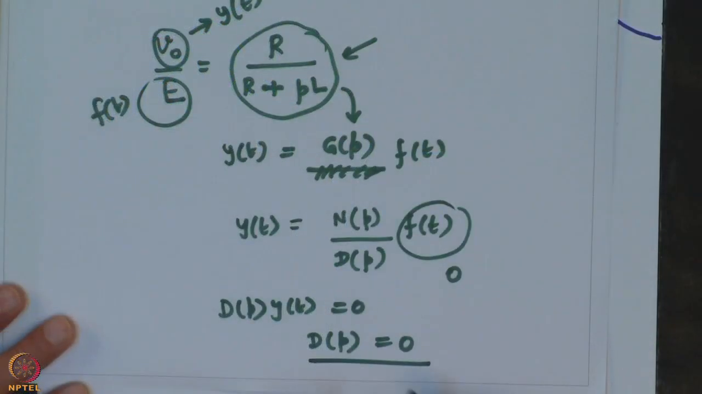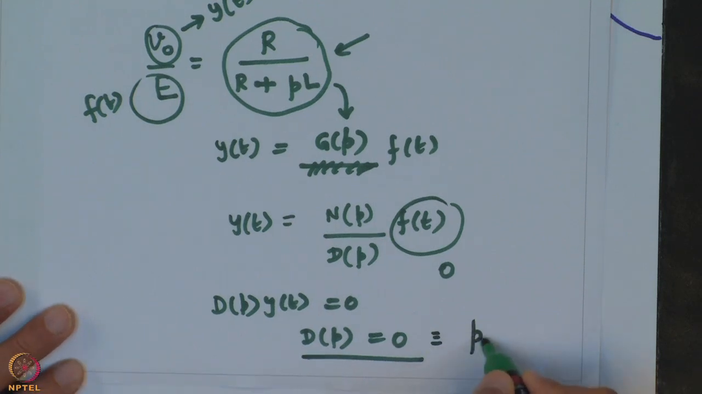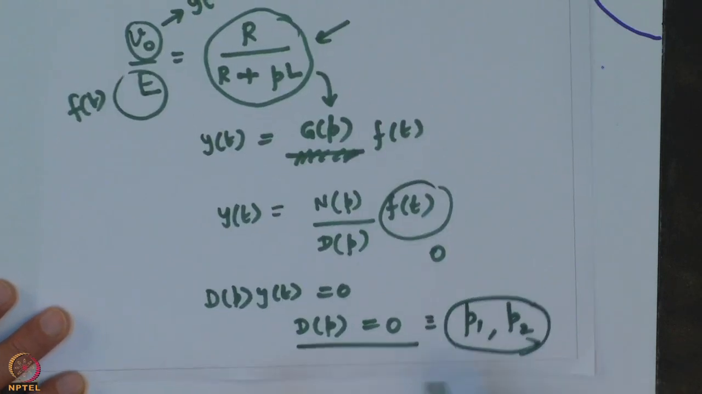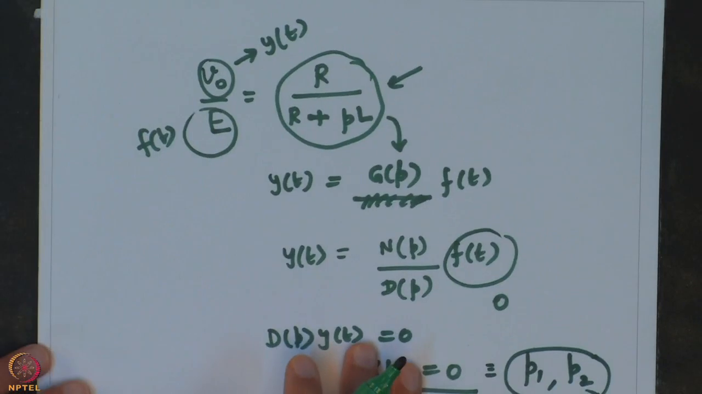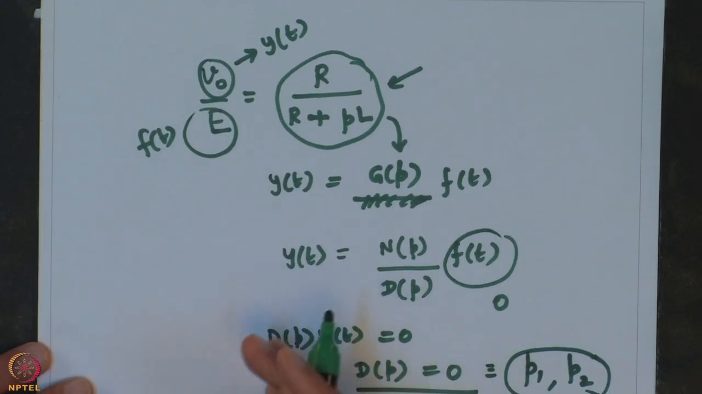Depending on the nature of the roots that this equation D of p equal to 0 gives, let us say it gives for a second order system 2 roots p1 and p2, it is the nature of these roots p1 and p2 that determines the nature of the natural response of the system. We will see these things in detail with the help of some examples in due course.